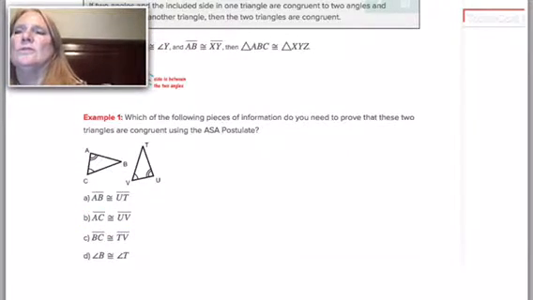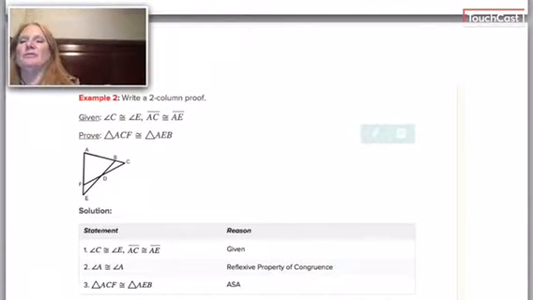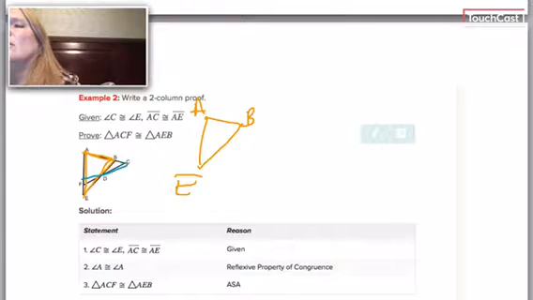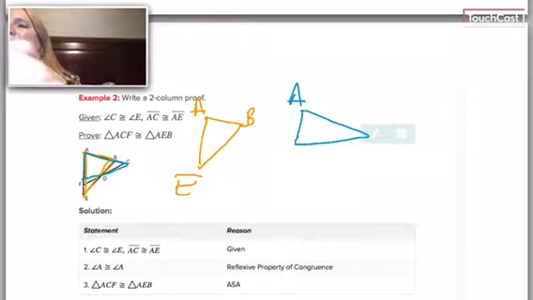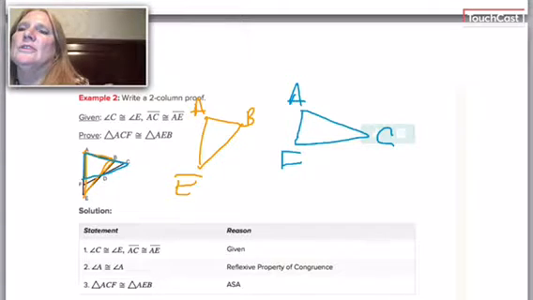Okay, so let's scroll down to the next one, and we're going to look at example 2, and it's asking us to write a proof. Now they've written the proof for us, but the most important thing here to see is what two triangles we are talking about. So in this picture, we have this triangle. I could try and draw that over here. That's triangle ABE. And then the second triangle is this triangle right here, which is ACF, I believe. And we want to prove that those are congruent triangles.